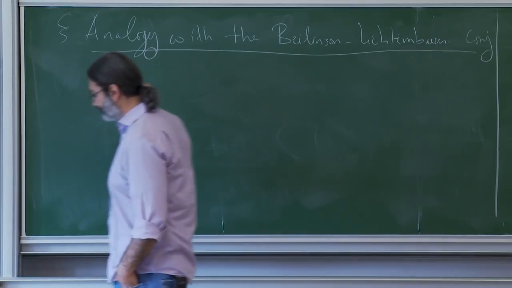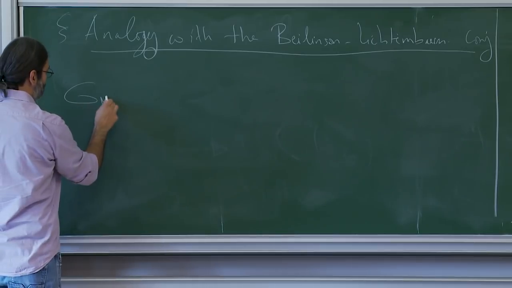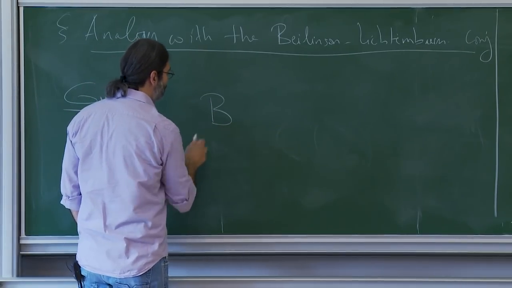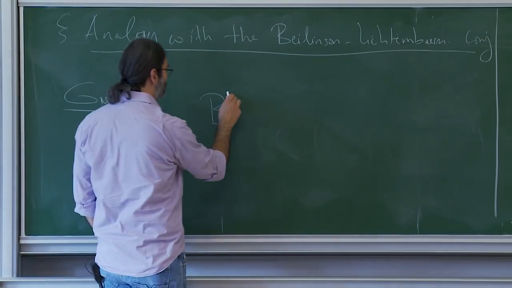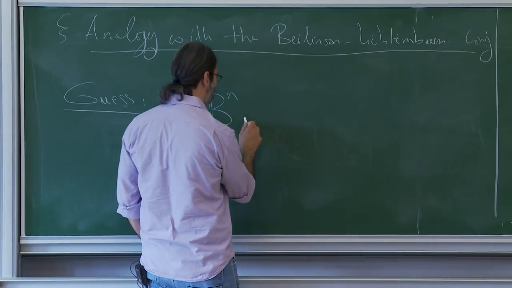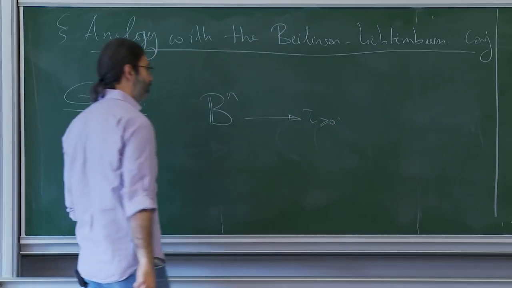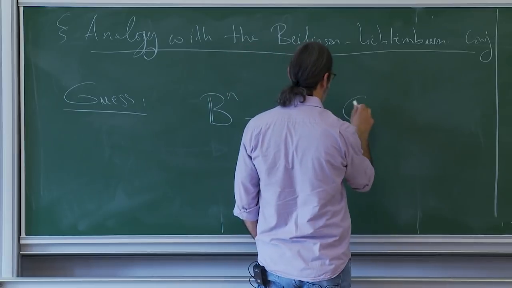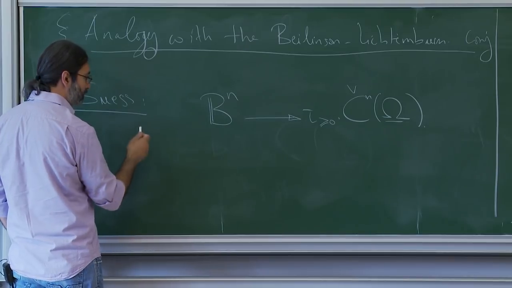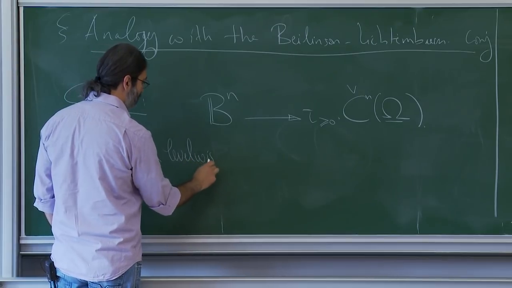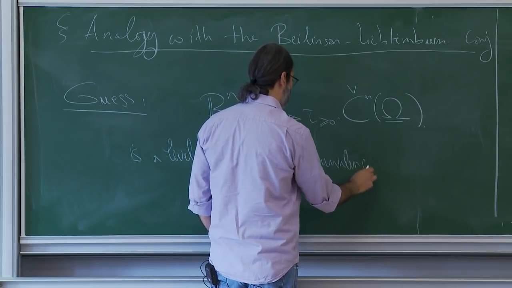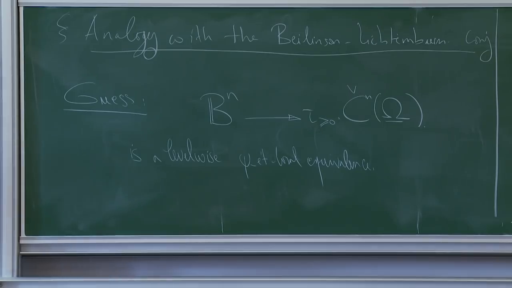Okay, so let me first write again this guess that I just erased. The guess is that I have introduced some spectra, I call them B. It's actually a cosimplicial spectrum, so there's an index n. My guess was that there is an equivalence between this guy and the truncation of the nth Čech object on omega. So this is a level-wise Nisnevich local equivalence. This was a quite strong equivalence between spectra. So this was my guess.